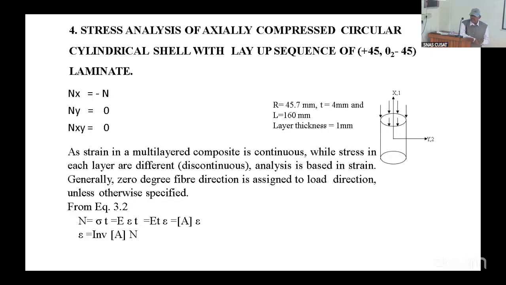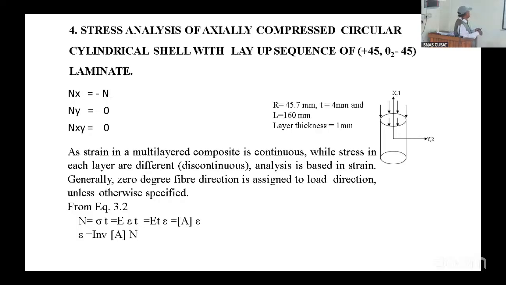Because strain is continuous. Each layer, it will be the same strain. So suppose if you want to get stress, you multiply epsilon into modulus. You will get it, because strain remains the same in all the layers, plus 45, minus 45, or whatever it is. Strain is continuous, whereas stress is discontinuous. So in terms of stress, strain we have taken.